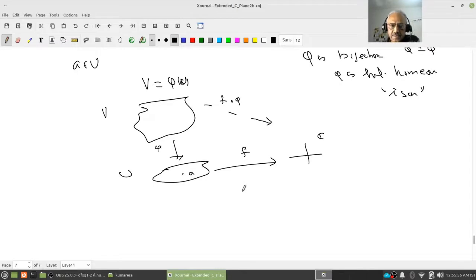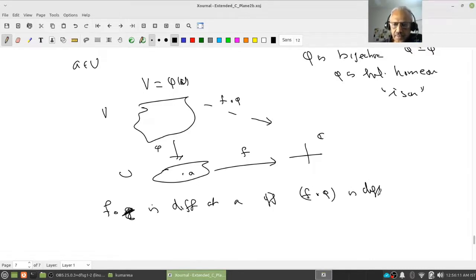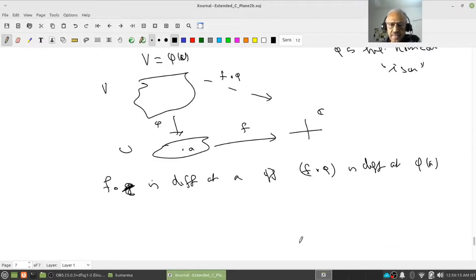Right, so therefore f composite phi is differentiable at a if and only if, sorry, f is differentiable at a if and only if f composite phi is differentiable at phi of a. Right, now is this clear? The principle says this.